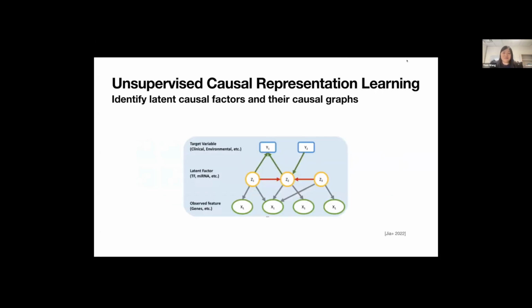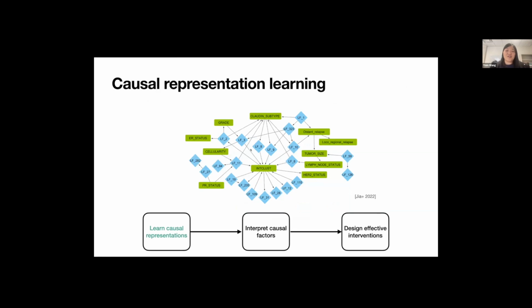And the last example is in biology, where people would be interested in certain target variables like clinical outcomes, and they may have some observed features, and people may be interested in how these variables and features are related to each other through some latent causal factors. The goal here is more like science: if you're able to learn these causal representations that drive these observed features and target variables, we take them to our scientist collaborators and see if we can interpret these causal factors. Eventually, if we can interpret and map them to important known biology knowledge, then we may be able to design effective interventions that target these factors and target a particular outcome.